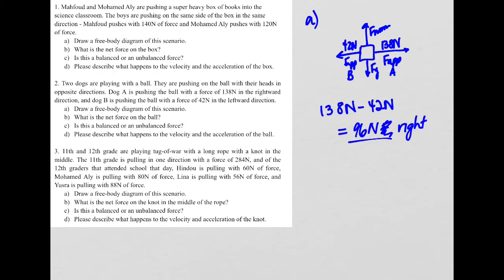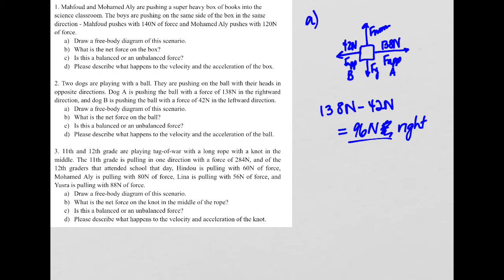Please describe what happens to the velocity and the acceleration of the ball. This is the exact same thing as the question before. As long as the dogs don't change the force that they're applying to the ball, then the velocity will remain constant, right? They'll be constantly moving to the right at a constant speed. So if velocity is constant, then that means acceleration is 0. We are not accelerating. The dogs aren't speeding up or slowing down.